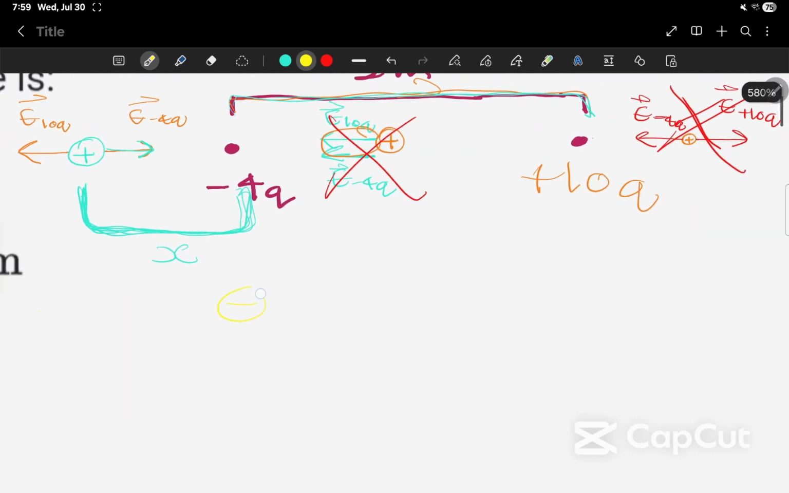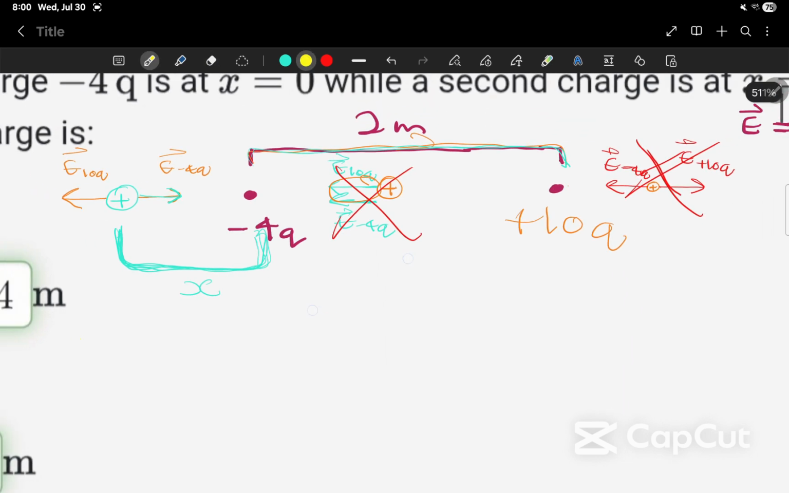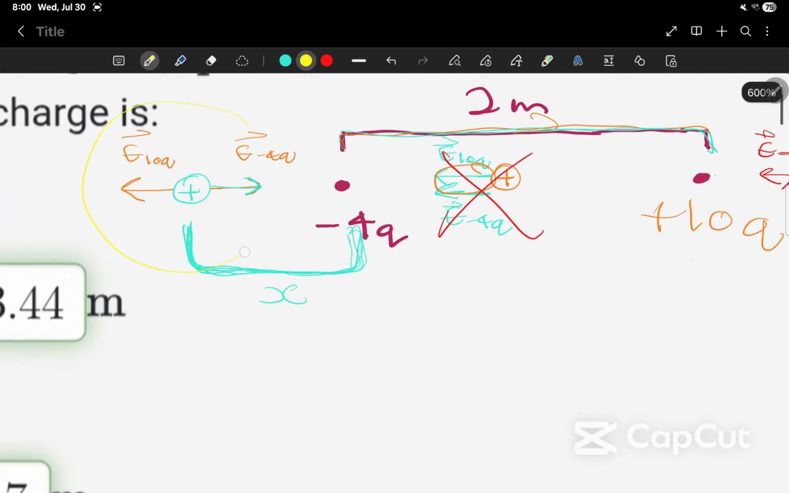By the way, negative charges take in the electric field, it always points in. It would be wrong to say they emit electric fields. Positive charges do. What I'm trying to say is that the electric field vector will always point into the negative charge, never out from it. So that's why we choose this region here.